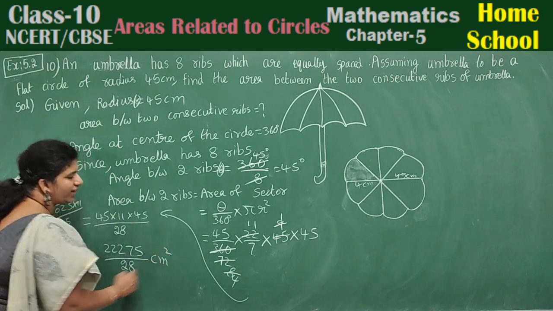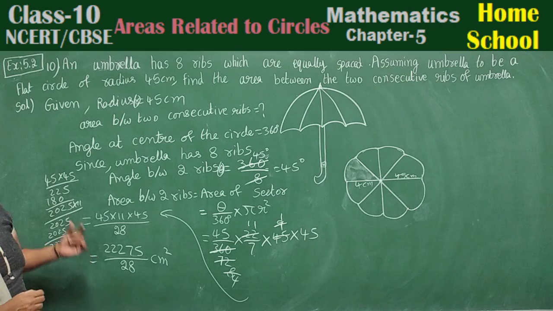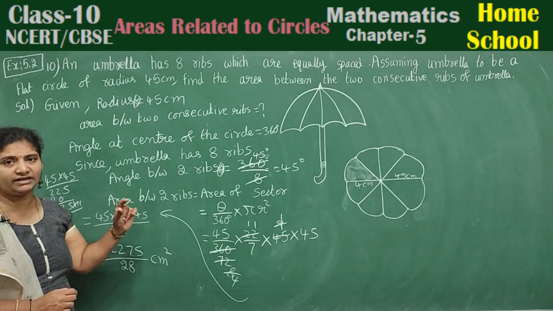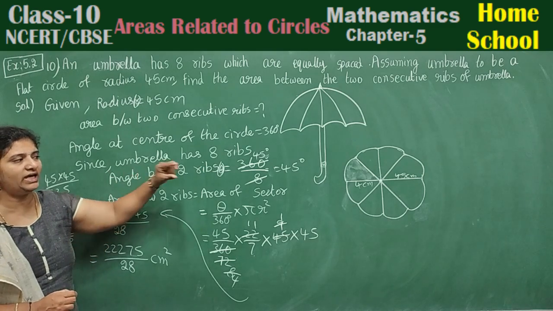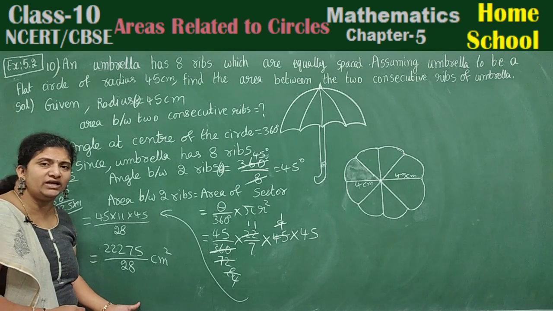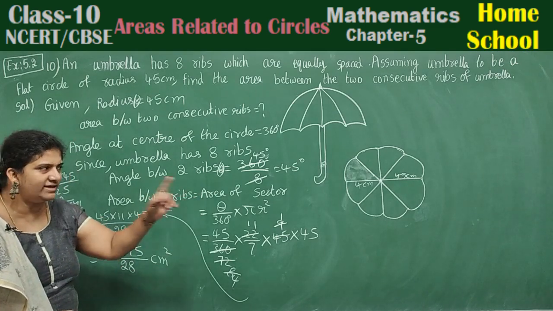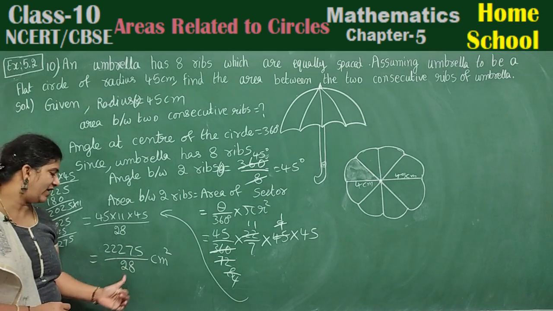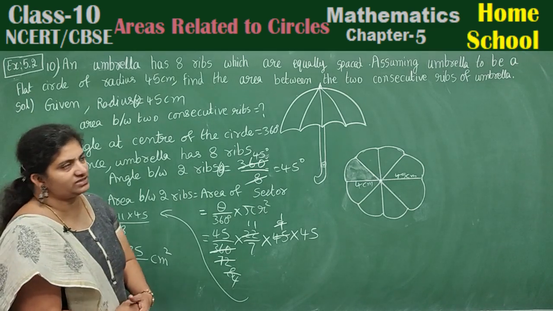Area is always in square units. Therefore, area of one sector. Okay, one sector means the area between two ribs. Finally, what is the area between two ribs? That is, area of one sector is equal to 22275 by 28 centimeters square.